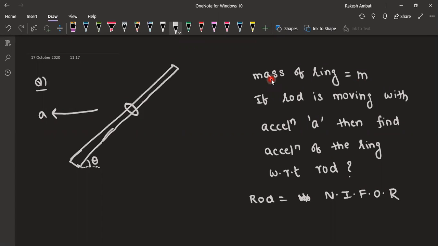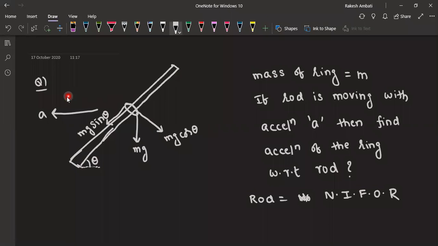The weight of the ring is mg, directed vertically downwards. Its component perpendicular to the rod is mg cos theta, and then mg sin theta down the inclined plane.